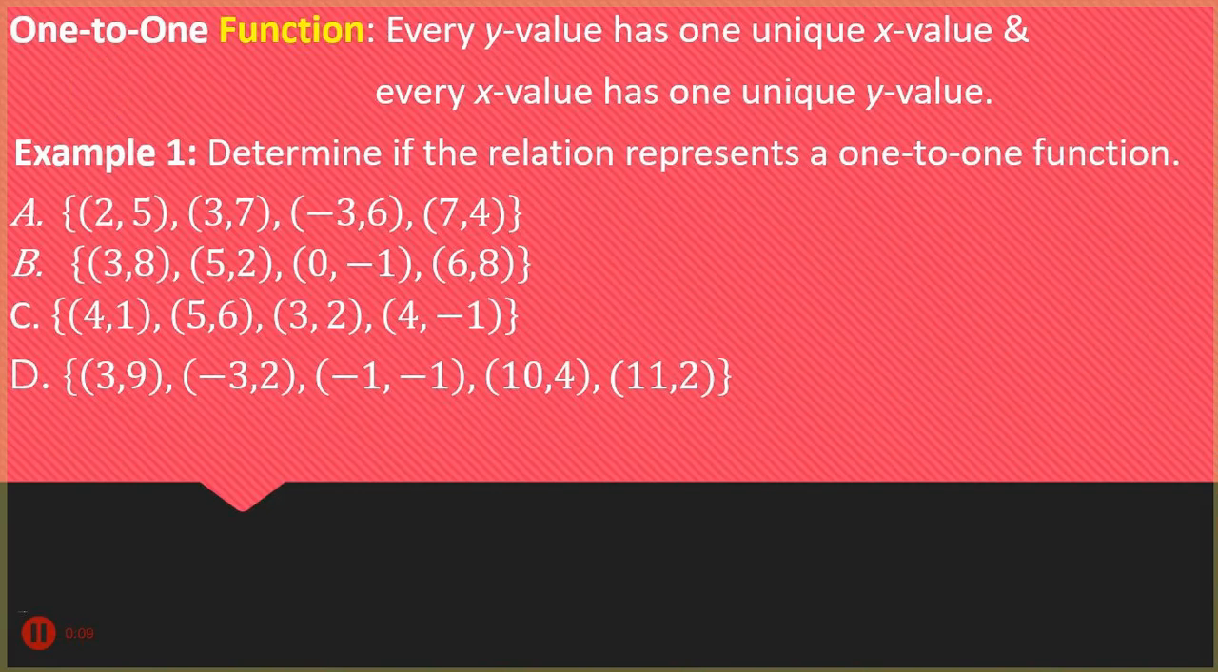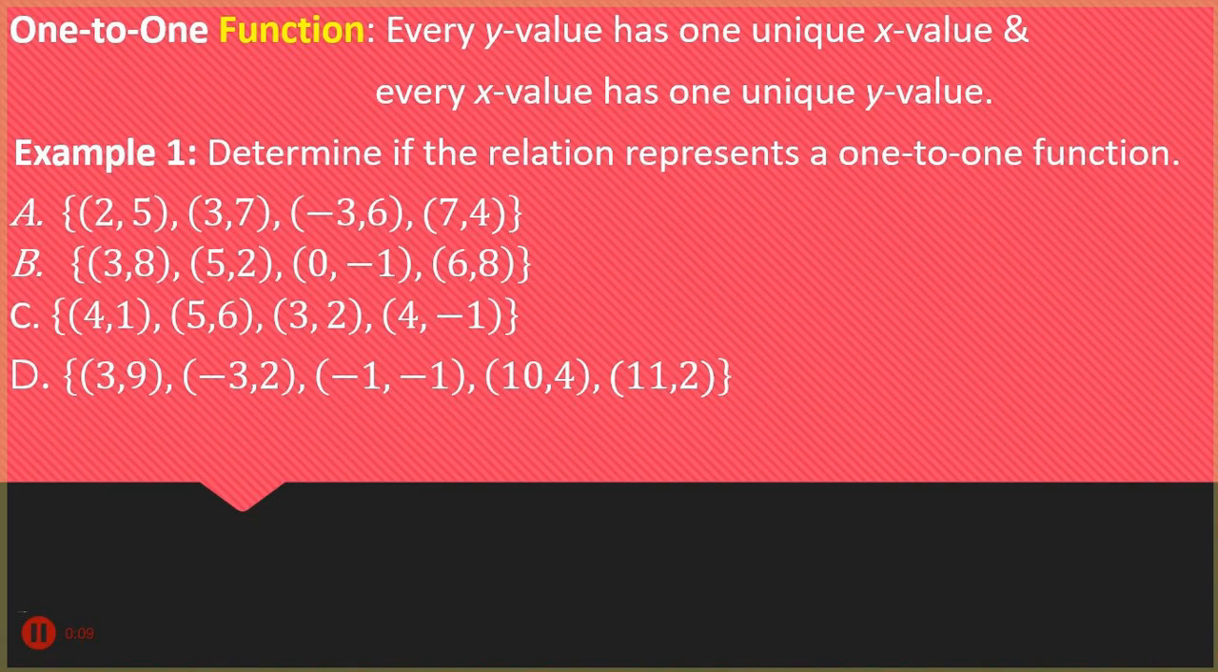So we've already talked about the definition of a function. In a function, there cannot be any repeats in the domain. Every x value has only one unique y value. But what about a one-to-one function?